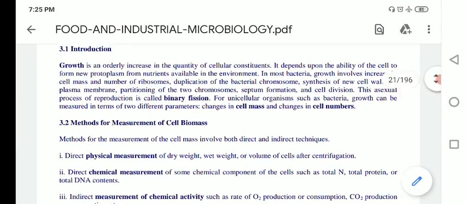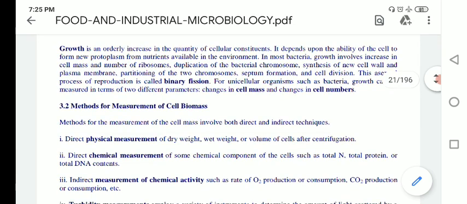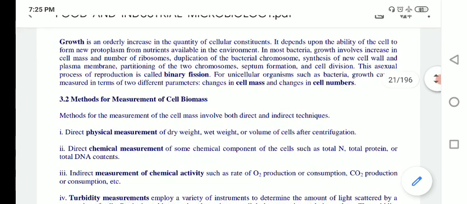So what is meant by binary fission? It is when two cells are formed by dividing from one cell, and that process is known as binary fission, and this is an asexual mode of reproduction. For unicellular organisms such as bacteria, growth can be measured in terms of two different parameters, that is changes in cell mass and changes in cell numbers.